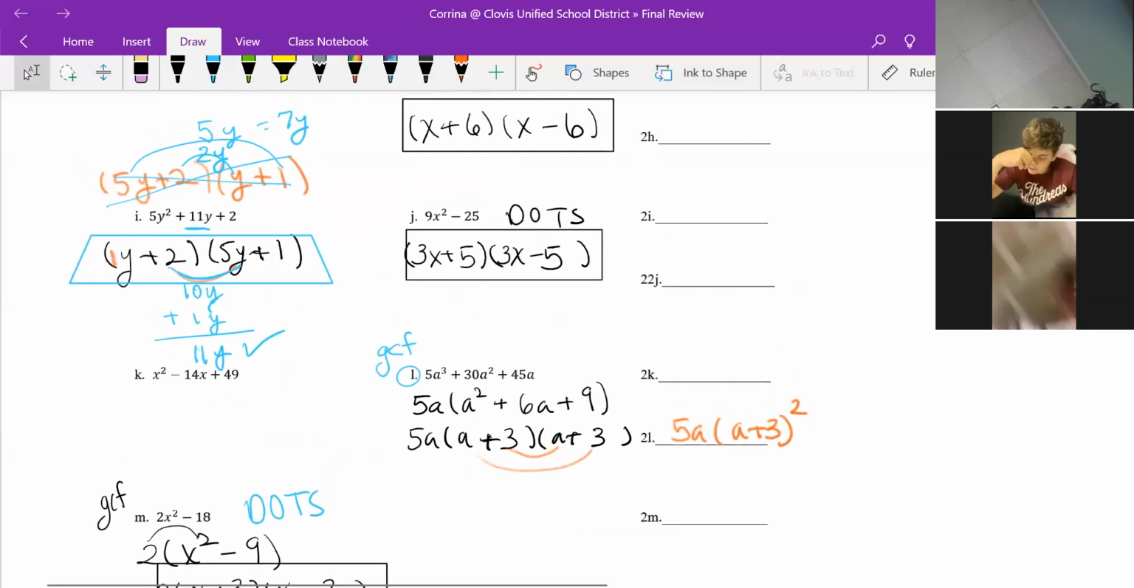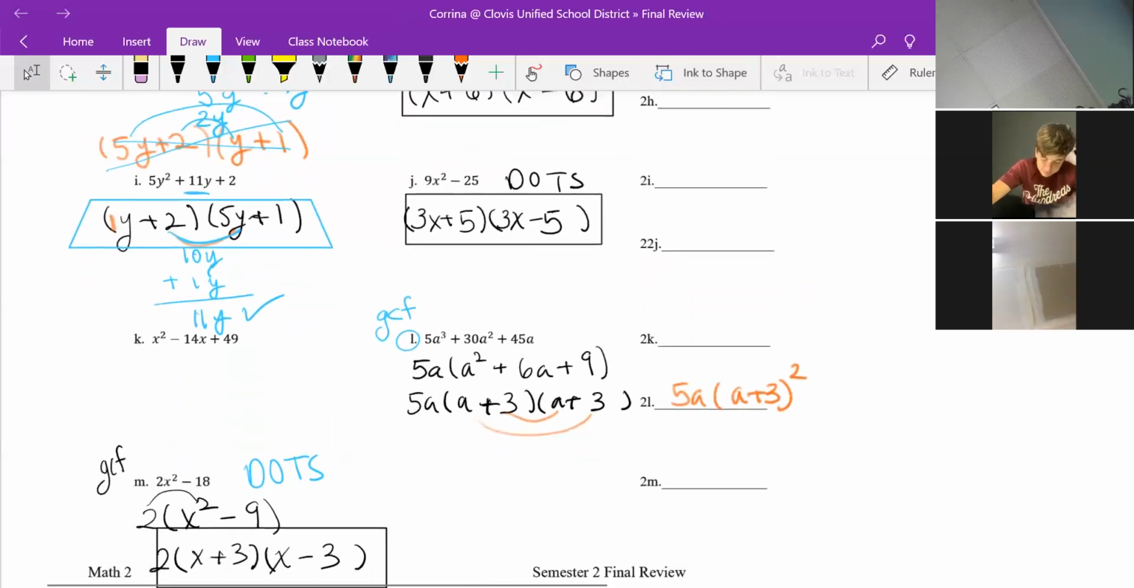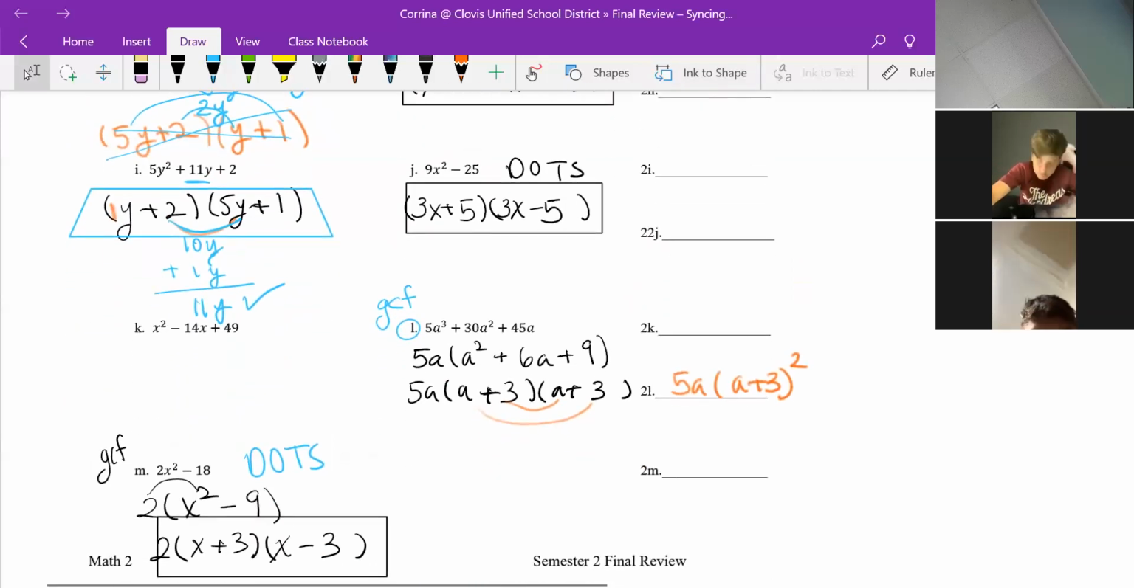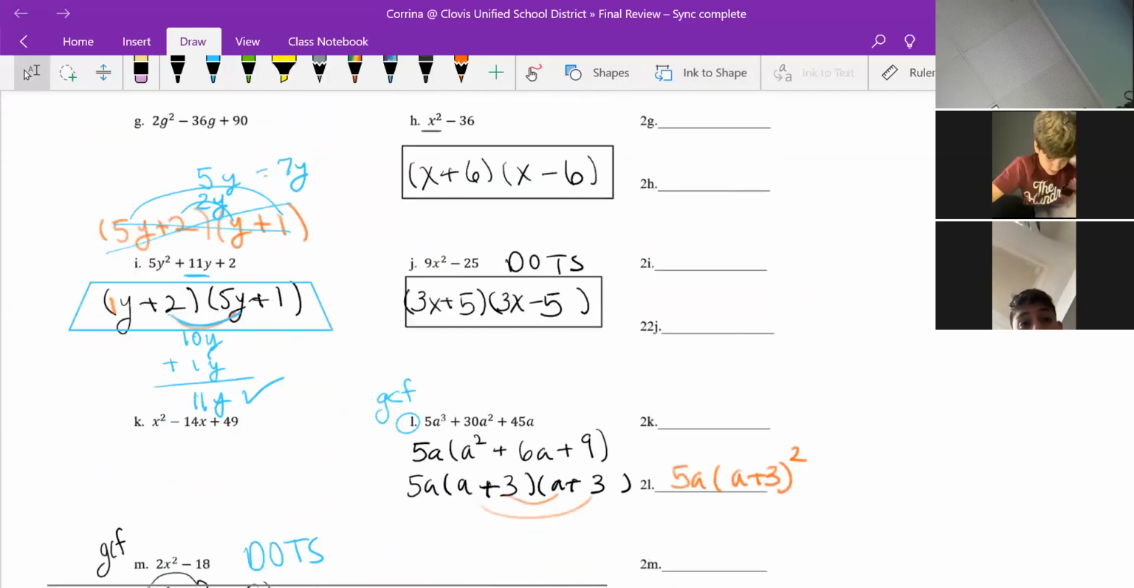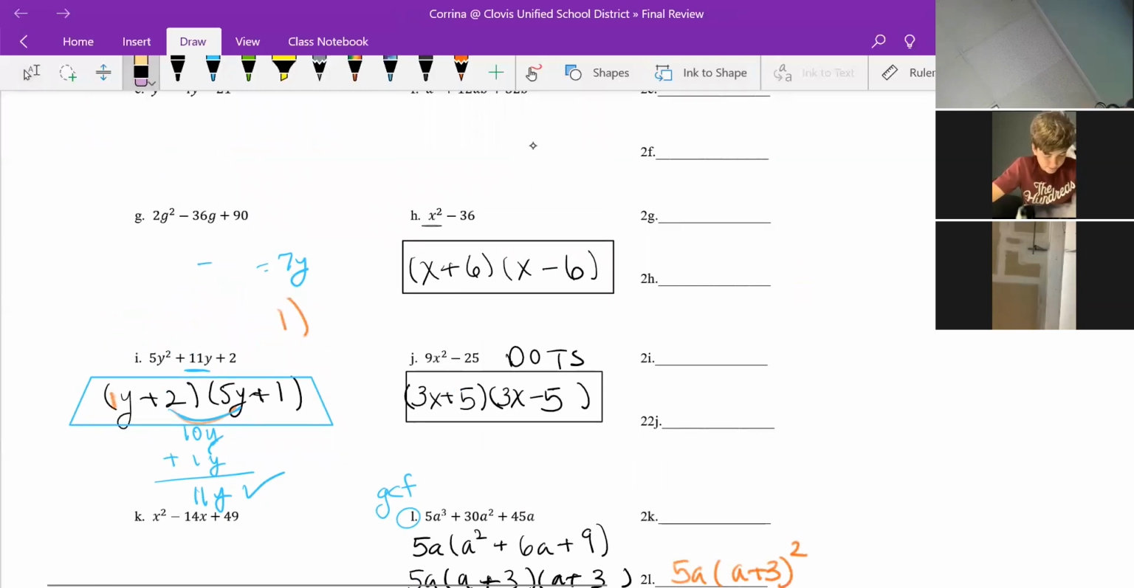No, because K is pretty easy, right? Would that be a quantity squared? Yes. Okay. X minus 7. Yep. Okay. And letter G is just like the one we did. Letter what? Letter G is just like letter I. Oh, yeah. Okay. Yeah, I'm good on this page.